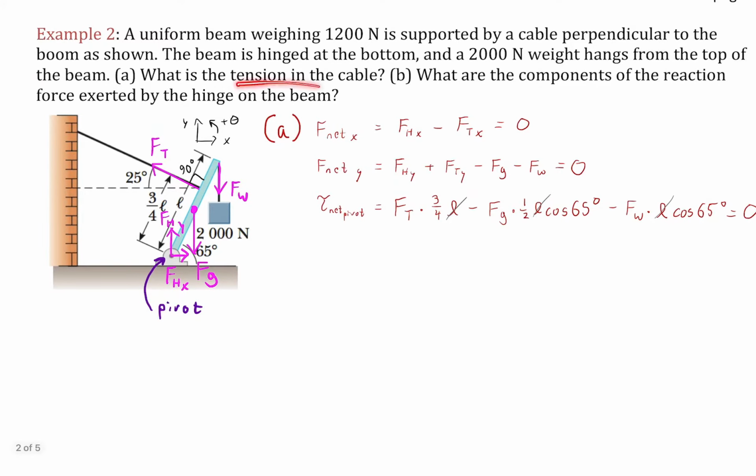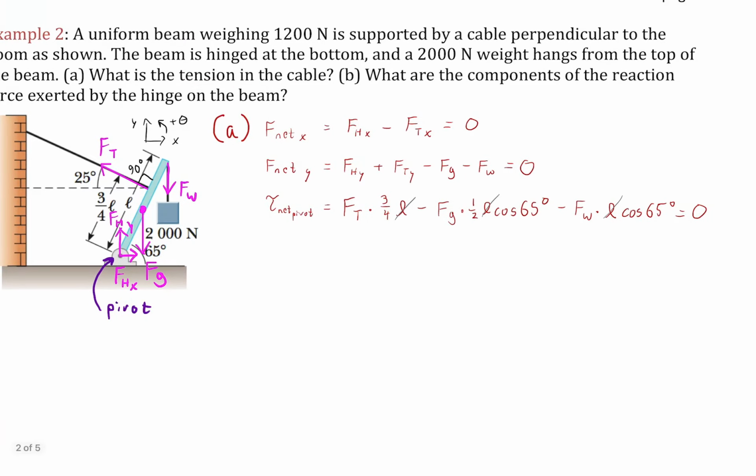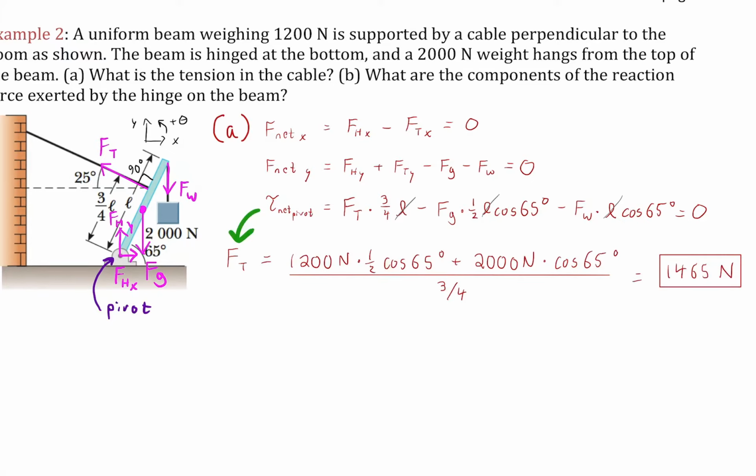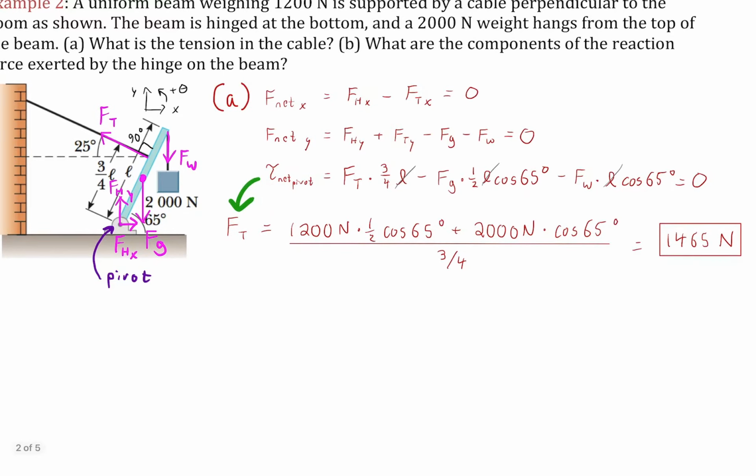The first thing we're asked for is to find the tension in the cable. Okay, well, let's look here. Okay, did I choose a good pivot for making things go to 0? Yeah, because look, my pivot equation only has a single unknown. Yay, right? It's the same story. So I can solve directly for the tension force from my torque equation, and I get 1,465, and then I can just plug that back into my other two equations.